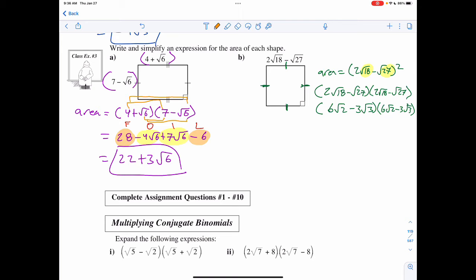You can still do it if you expand it out. It just means that you're going to have more simplifying to do at the end. So I'm going to FOIL it. First terms, outside terms, inside terms, and last terms.